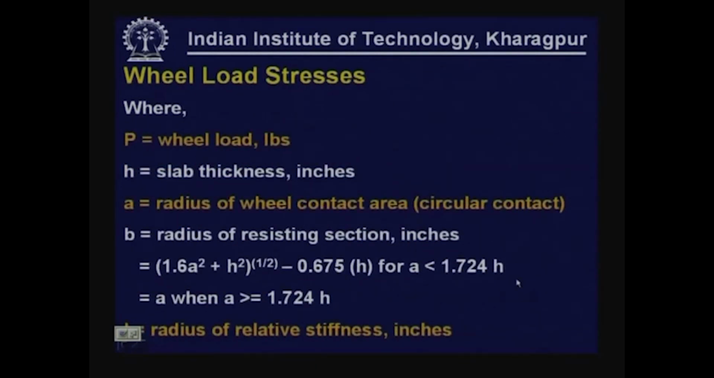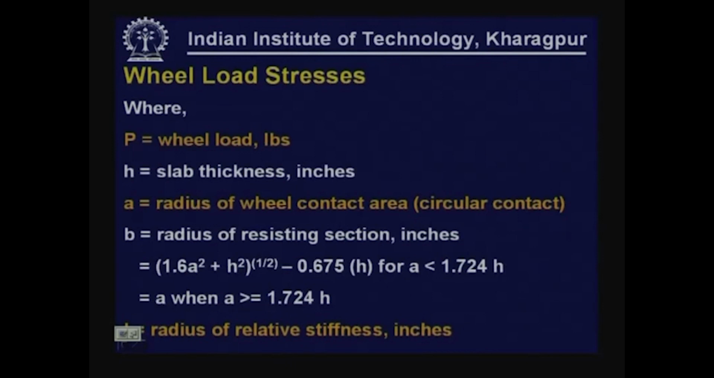P, as I have indicated, is the wheel load in pounds, H is the slab thickness in inches, A is the radius of wheel contact area, assuming circular contact area. If you know the wheel load and the contact pressure, we can calculate the radius of load contact area, assuming circular contact area.